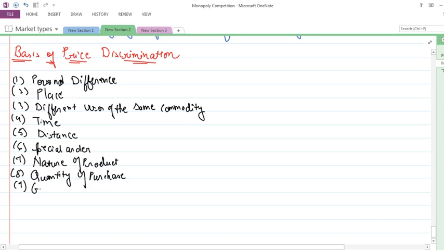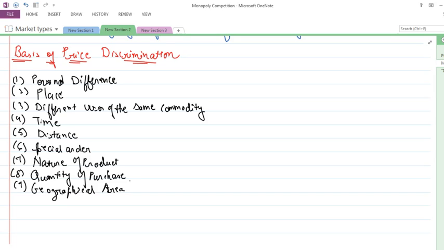Then we have the ninth basis of difference, that is geographical area. On the basis of geographical area, a particular business enterprise may be charging different prices. For example, the same product might be charged at higher rates in international markets and lower rates in domestic markets.